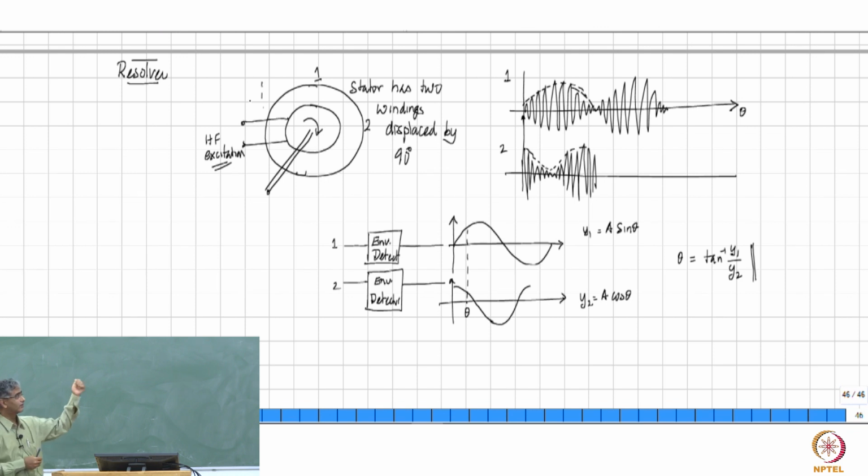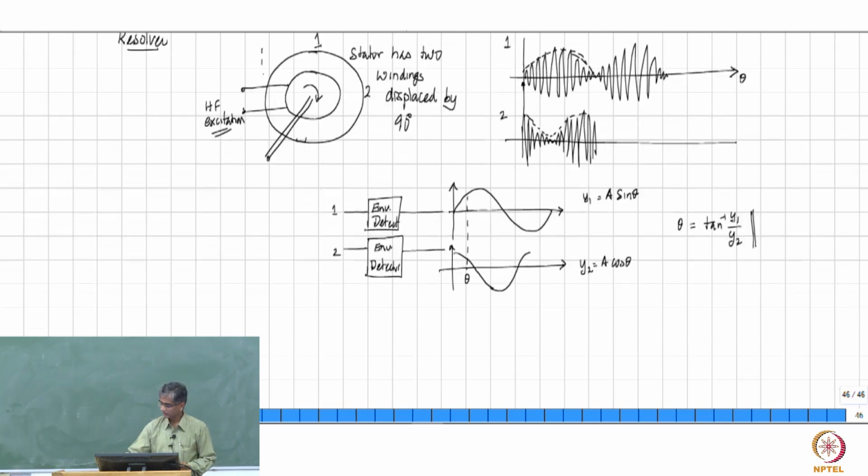So you need to have an oscillator outside, it will involve brushes, that you cannot avoid. So this is then an approach to detect the angle as well.